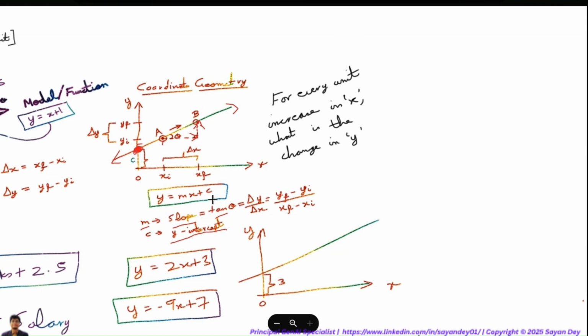Now, this equation understanding is important because going forward, as we get into applications, we will eventually use this equation. These are a few examples. You can see when the equation is y equal to 2x plus 3, this is how the straight line looks. So 2 is the slope and 3 is the intercept. And if we have the straight line equation y equal to minus 9x plus 7, then the slope is minus 9 and the intercept is plus 7. This is again how we understand the intuition behind the meaning of a slope.